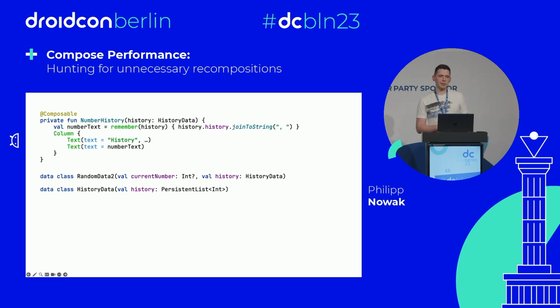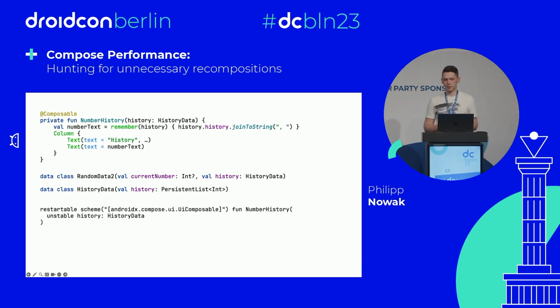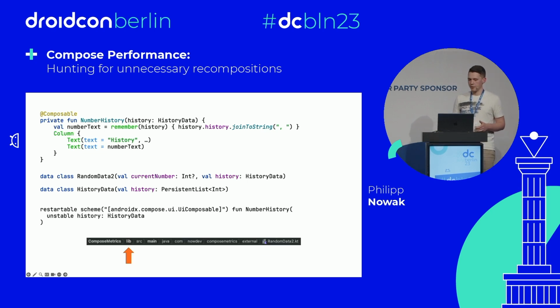As you can see, we already applied all the improvements we worked on before, but still our generated report shows history data is unstable. But why? Have a look at this screenshot here. As you can see, random data 2 and therefore history data are not part of the app module, but are located in some separate module which I named lib. To infer stability, the Compose compiler needs to be part of the module where your classes are located. That's why all classes from external modules, not including the Compose compiler, are considered unstable.